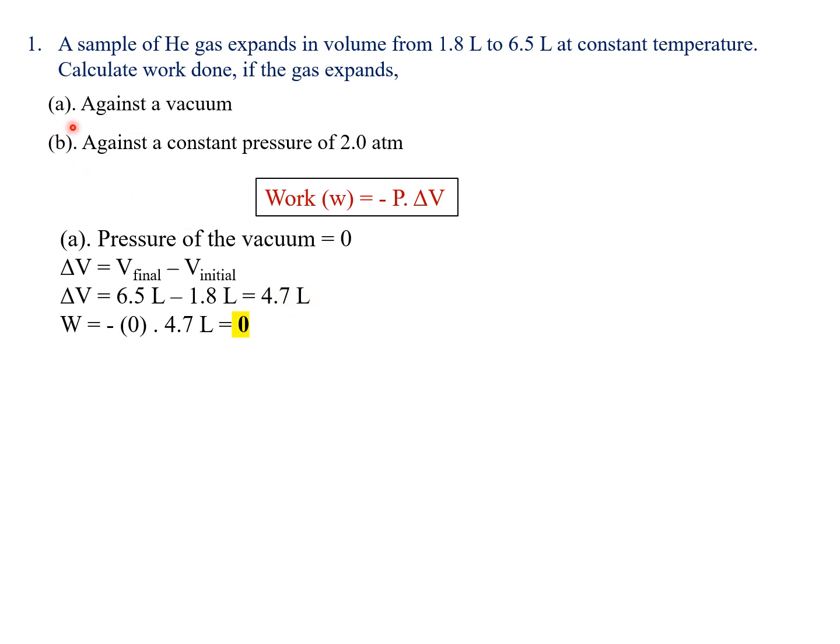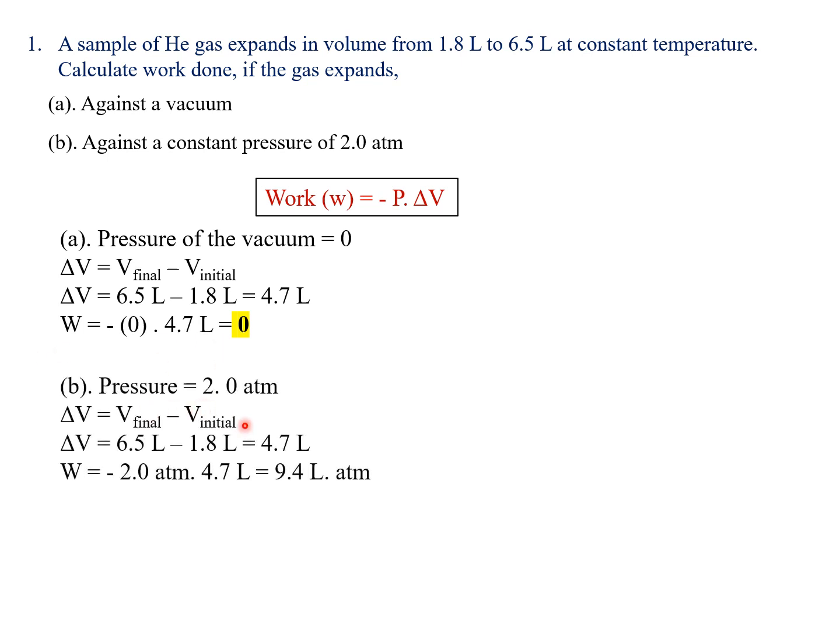Now, for part A, against a vacuum. Vacuum means the pressure is zero. So if we apply this equation, work is equal to negative pressure 0 times delta V, and 0 times any number becomes 0. So there is no work against a vacuum.